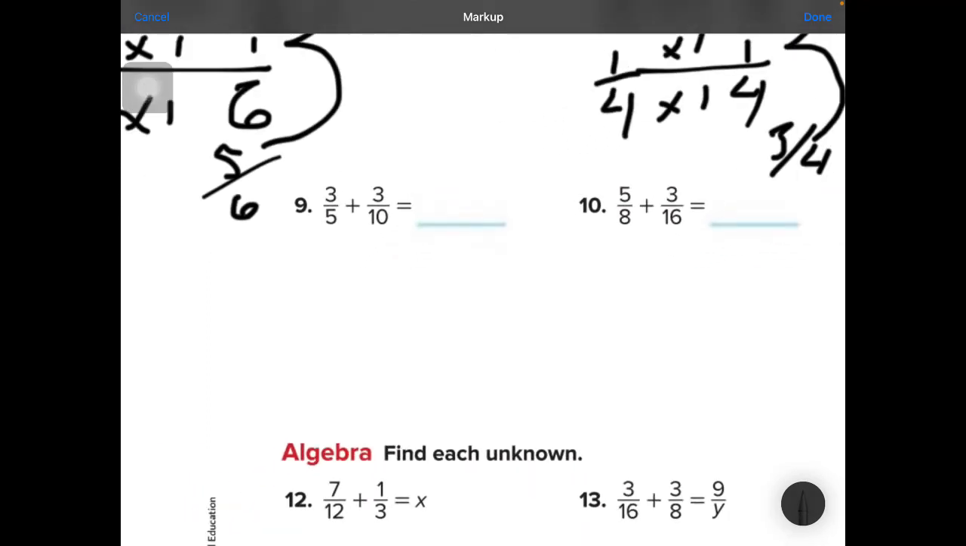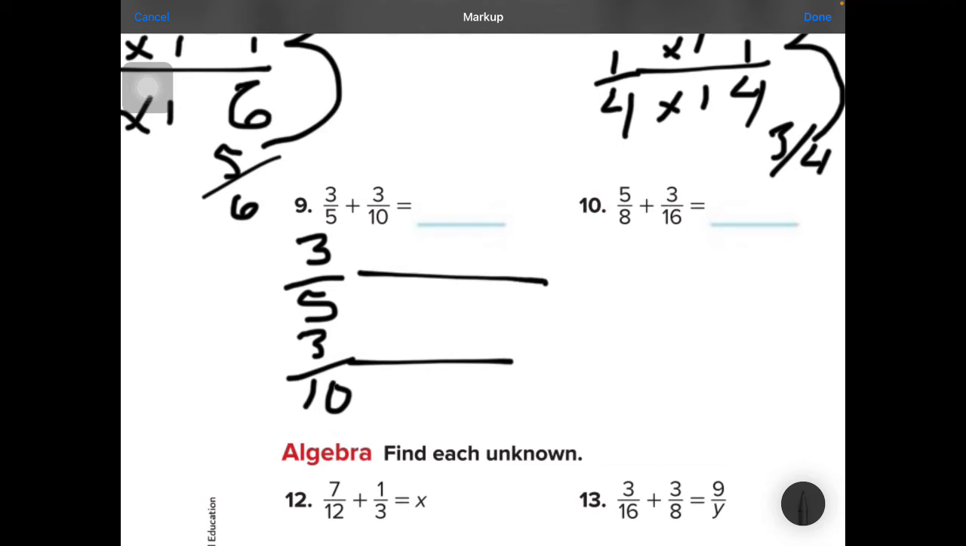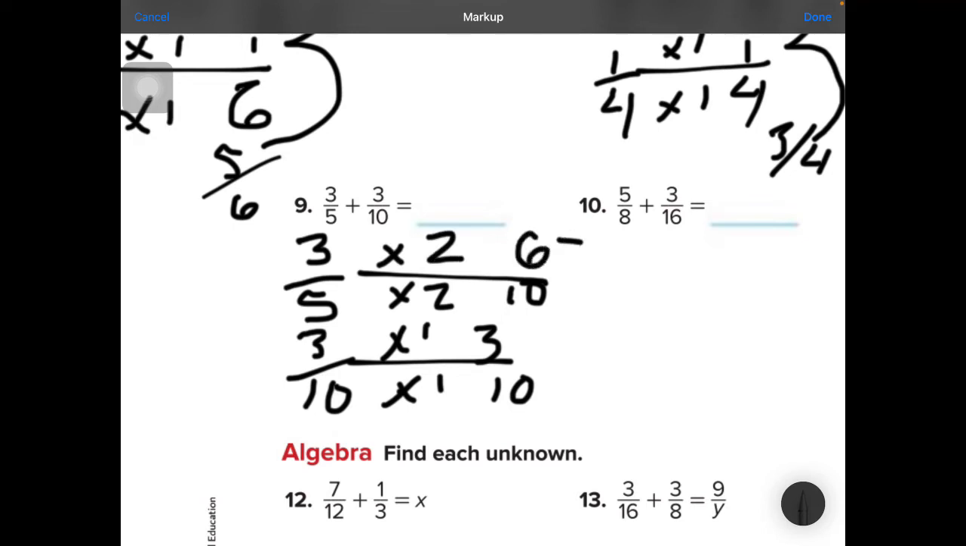Number 9, we have 3/5 and 3/10. I would say that 10 is a great number for both of those. That would be times 1. 5 will go into 10 twice, so 2 times 2 on the bottom times 2 on the top. 3 times 2 is 6. 6 plus 3 is 9 tenths.